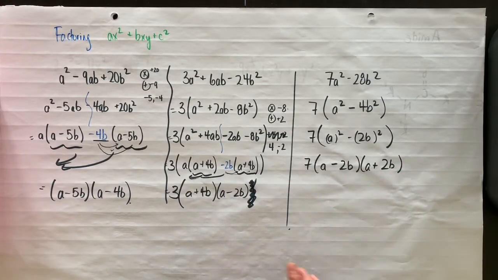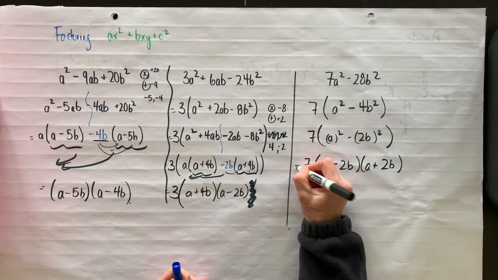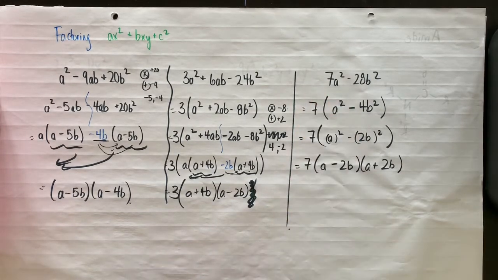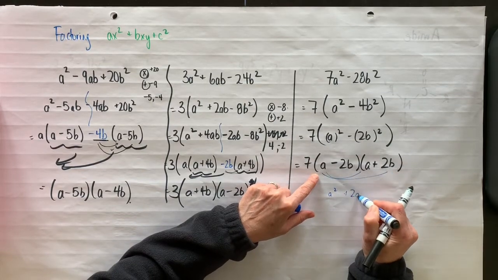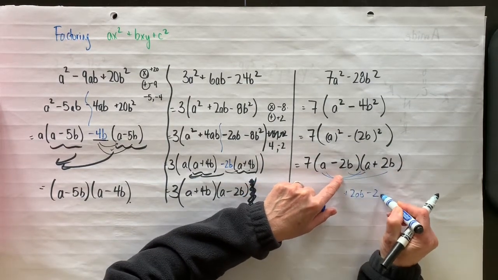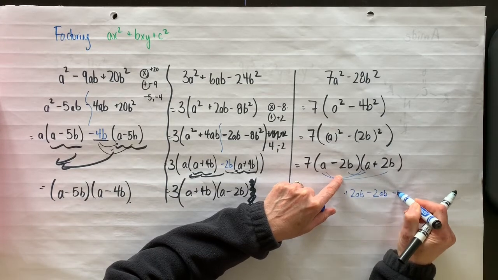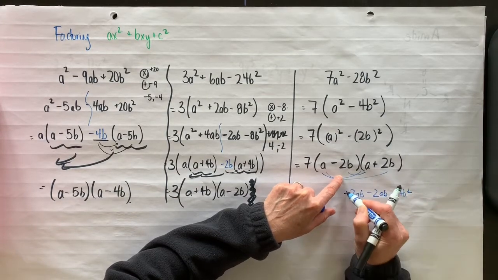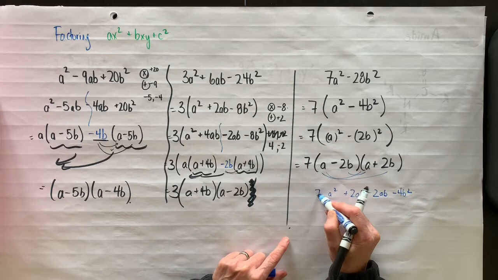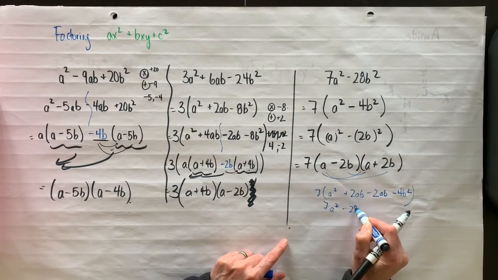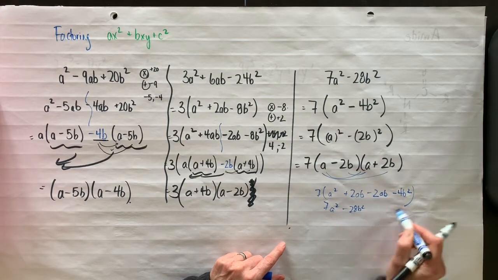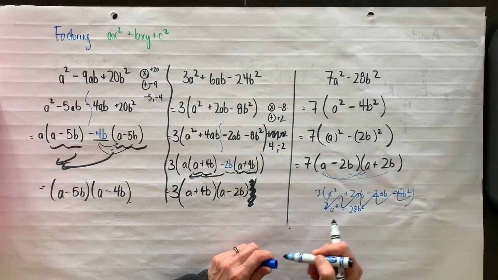And if I just wanted to do a quick check, this would be a squared. This would be plus 2ab minus 2ab minus 4b squared. And then the 7, when I multiplied that 7 all back in, I would get to my original 7a squared minus 28b squared. So I get what I started with, and I know that my answer is correct.